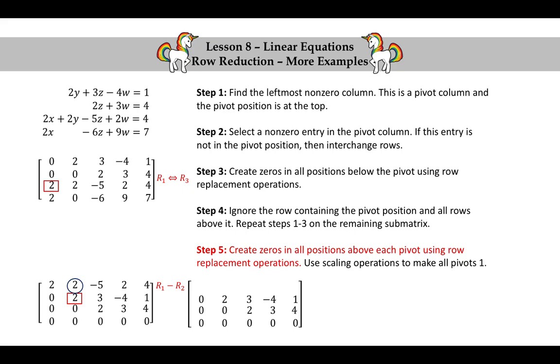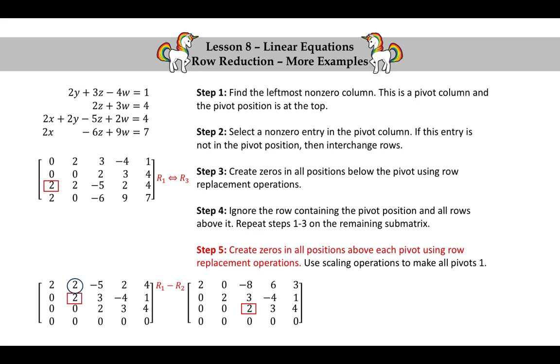Let's go and rewrite the bottom 3 rows. The second row is the pivot row. That never changes during row replacement operations. And we just need to get a 0 in the position above the pivot in that row. So let's see, row 1 minus row 2. We have 2 minus 0 is 2. 2 minus 2 is 0. Negative 5 minus 3 is negative 8. 2 minus negative 4 is 2 plus 4, which is 6. And 4 minus 1 is 3.